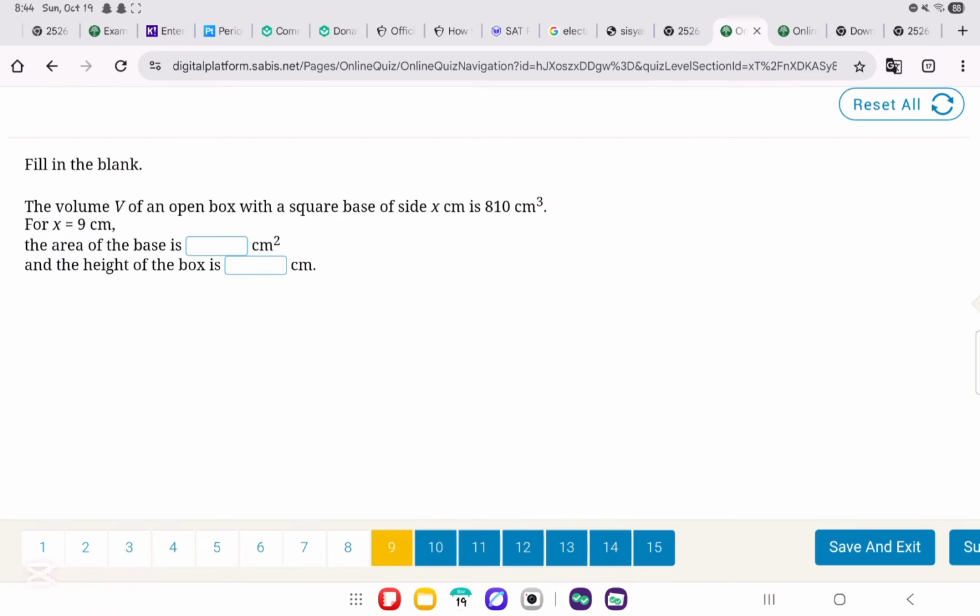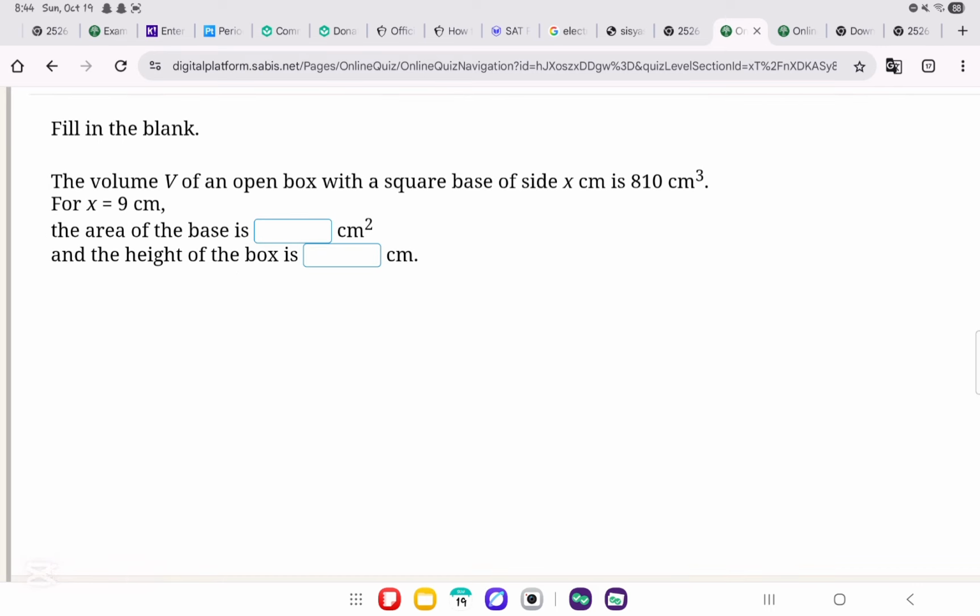What does it say? It says the volume V of an open box, with a square base of side x centimeters, is 810 centimeters cubed. For x equals 9 centimeters, they want the area of the base. We know that it has a square base. So how do we find the area of a base? Very simply, it's going to be side times side, which is 9 times 9, which is 81. Now the height of the box, we know it's a volume of a square base box, right?